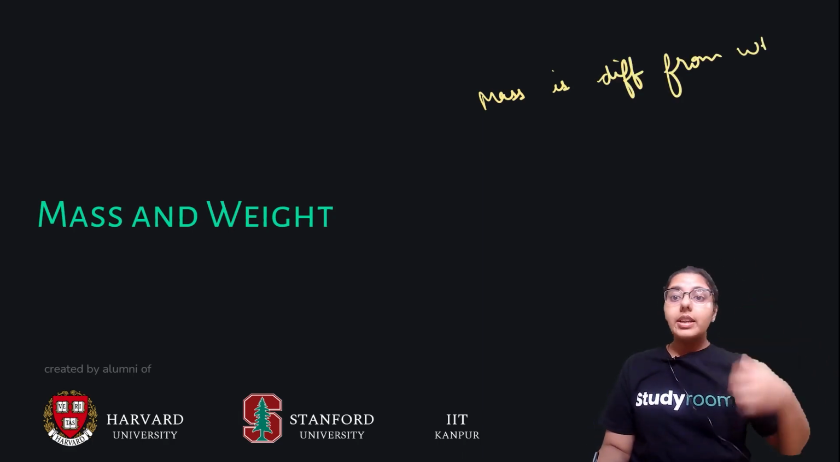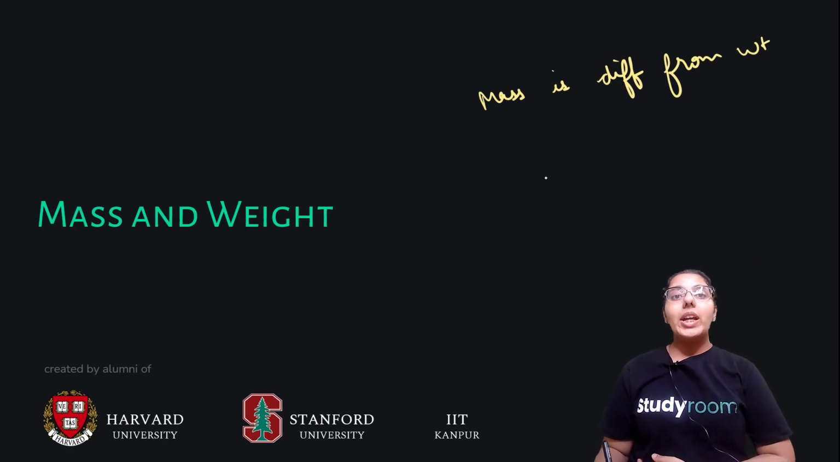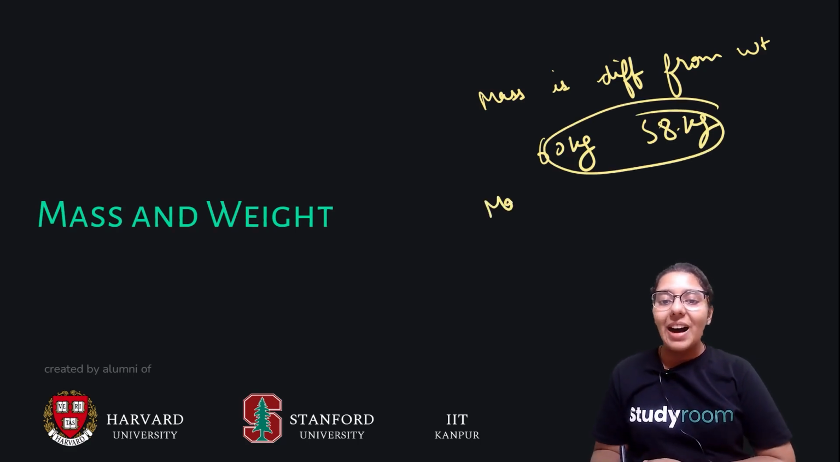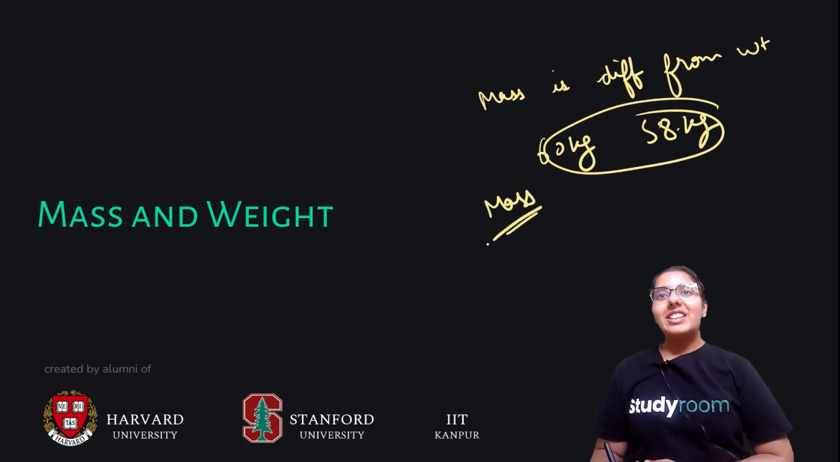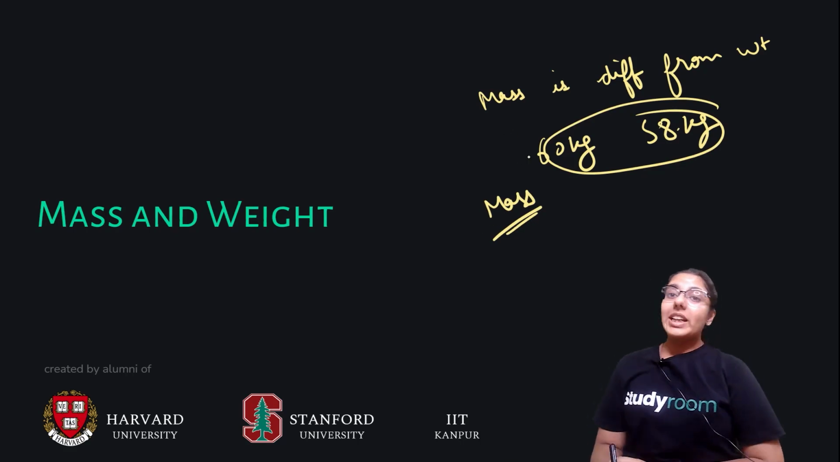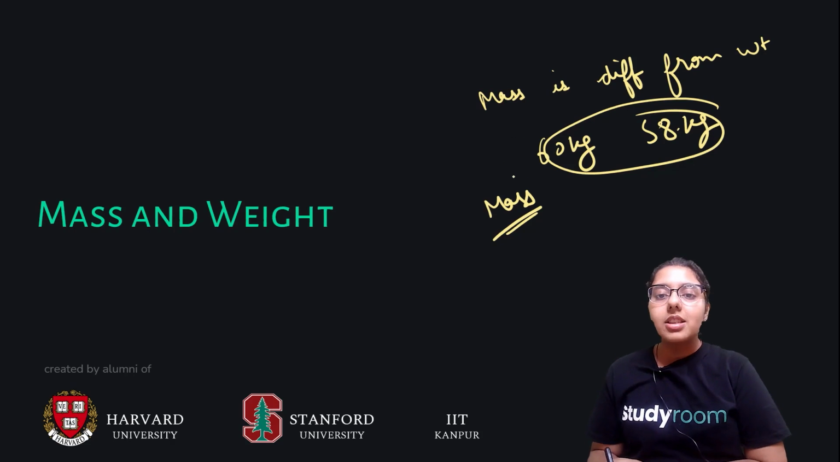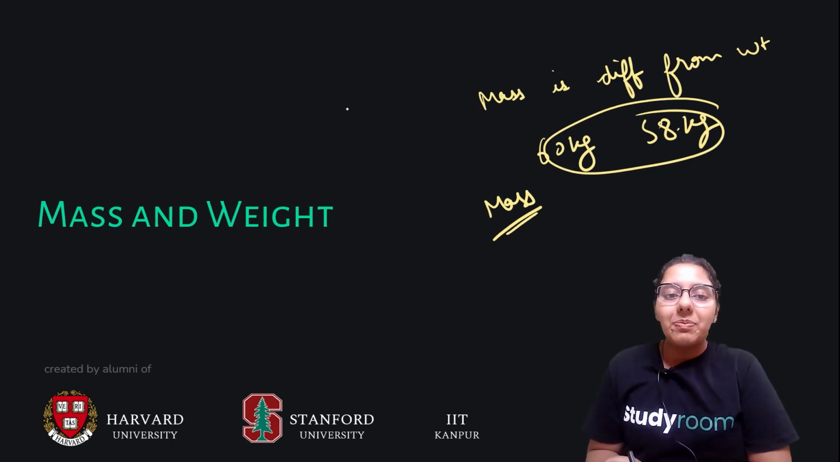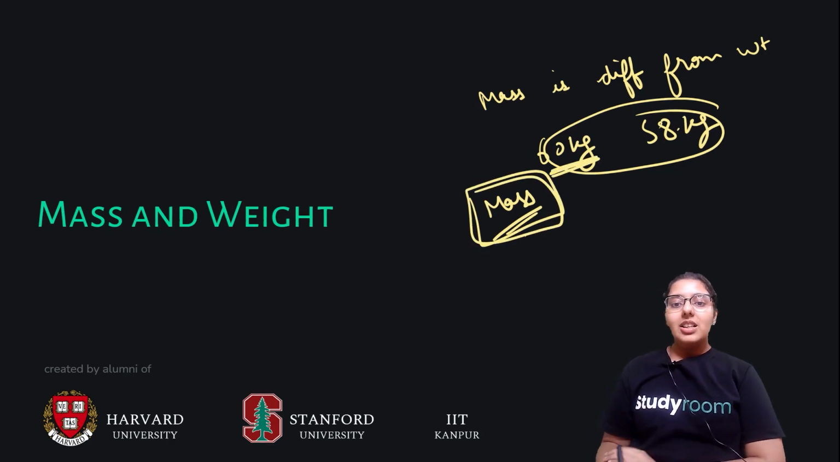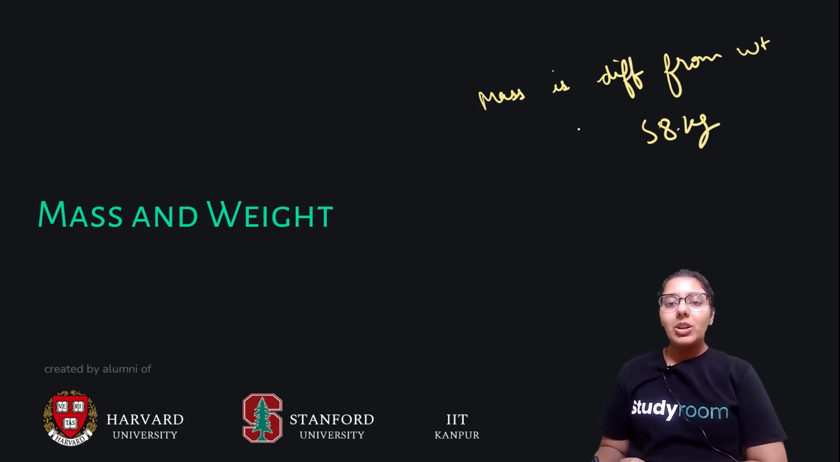Basically, when you say that my weight is 60 kgs or my weight is 58 kgs, you're not telling your weight. It is basically your mass. When you say that I measured my weight on the weighing machine and my weight is 48 kgs or 50 kgs or 60 kgs, we say it wrong because it is not weight, it is your mass, which we measure in kgs. Okay, so let's learn about weight.